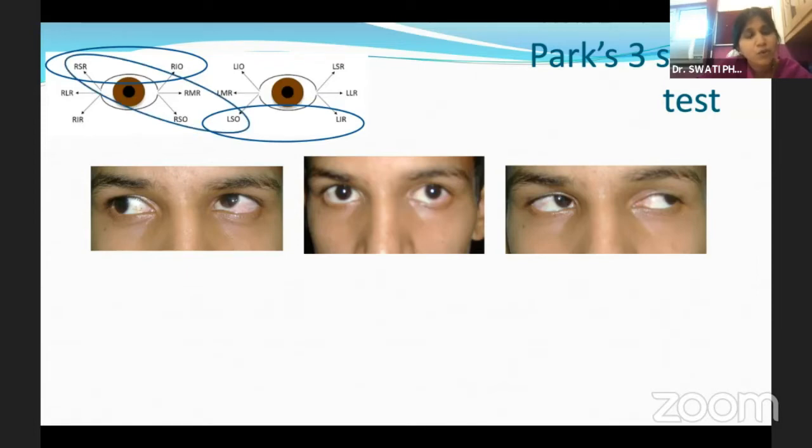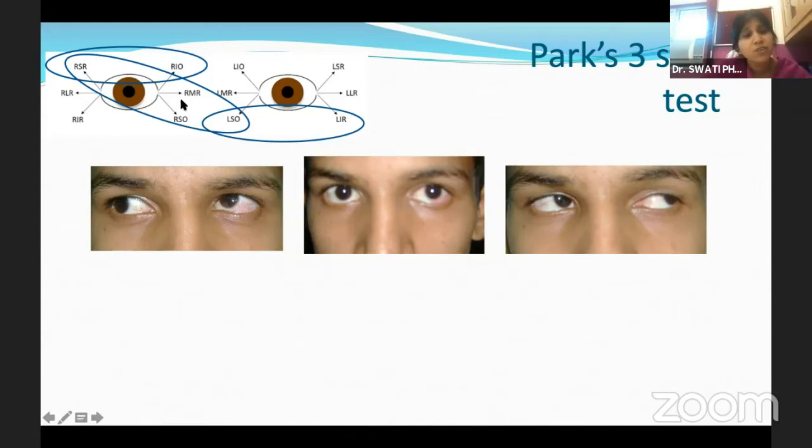So out of 4 muscles, now we have zeroed down to 2 muscles. Because the hypertropia is increasing in dextroversion, the 2 muscles which act during this gaze are the right superior rectus and the left superior oblique.